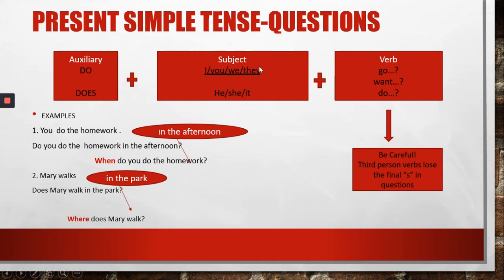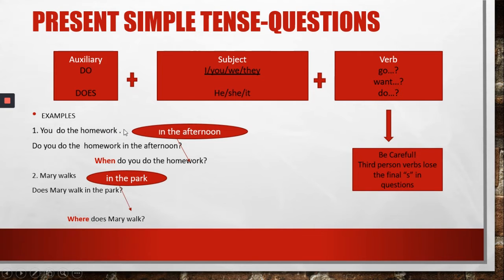For subject I, you, we, they, we write auxiliary do and verb. For subject he or she or it, we use auxiliary does plus verb. Please be careful. Third person verbs lose the final S in questions. You see, these verbs have no final S.